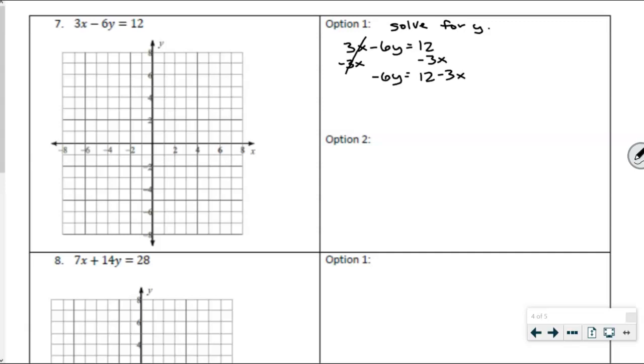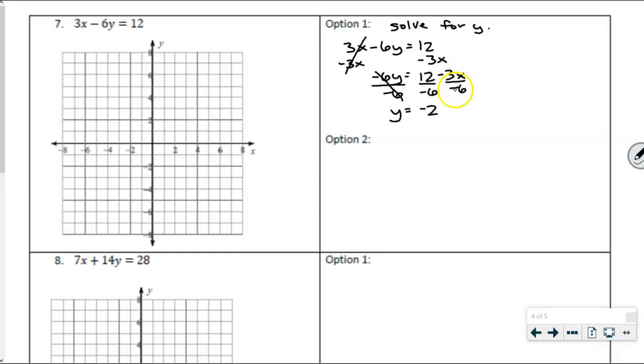We have another step. How do I undo that y being multiplied by a negative 6? Divide by a negative 6. And whatever we do to one side, we have to do to the other side. The whole side, not just a piece, but all the pieces have to be divided by a negative 6. Here it's easy. Negative 6 divided by negative 6 divides out, leaving me with just y. 12 divided by negative 6, negative 2.